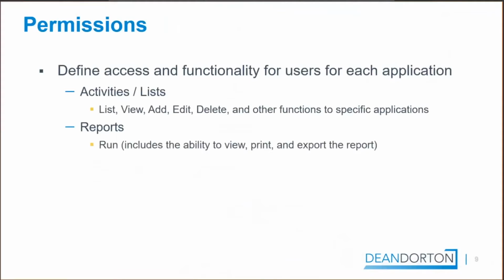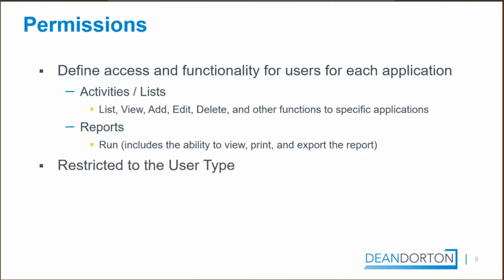One thing I want to talk about here, there's kind of two different sections that you assign permissions to. Under the activities and lists, this is where you can basically say users have access to see lists and views. They're able to add, edit, and delete transactions. You'll see some other specific settings towards certain applications, but those are kind of the general settings. When it comes to reports, there's the option of run, and giving that permission to users is going to include the ability to view, print, and export the reports, right?